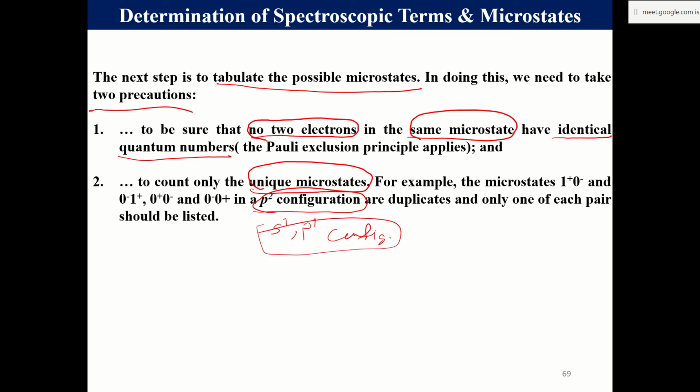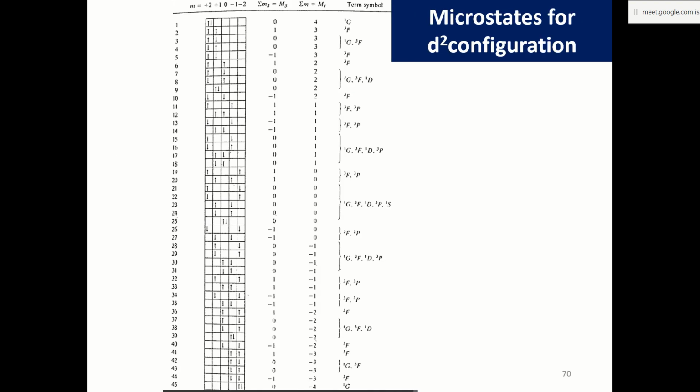So for P2 configuration, 0 plus 0 minus, 0 minus 0 plus, these are duplicates. So only one of them has to be considered from both pair, because we are talking about the same electron, same orbital. So duplication has to be avoided while making tables and counting them. So only unique microstates are to be counted. So this was for D2 system, different 45 microstates in one go.